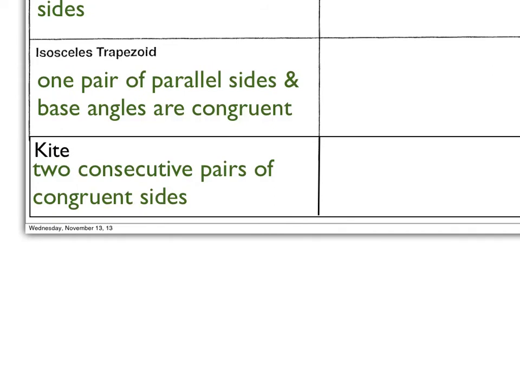A kite has 2 consecutive pairs of congruent sides. Consecutive means back to back. They're touching. Okay, so what would it look like for our drawing? Well, it would look like sides that touch, and those should be equal. Sides that touch are equal. And then you have another pair of sides that touch that are also equal to each other. It looks like a kite.